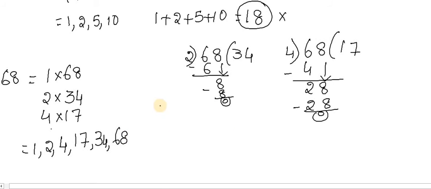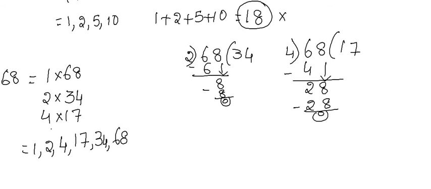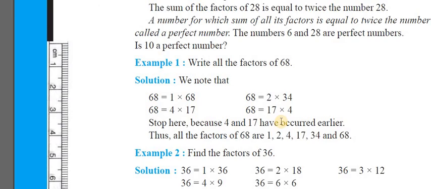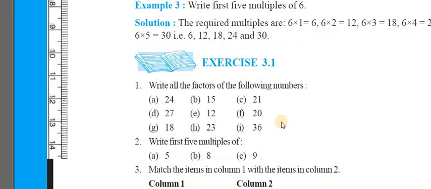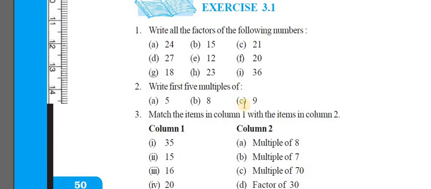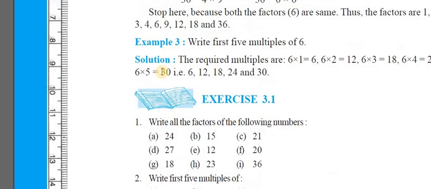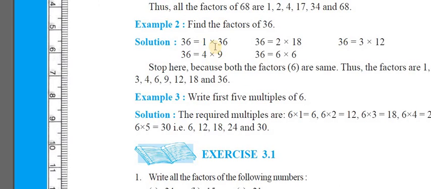Let's see what factors of 68 he got. So he also got the same factors. Now we already found the factors of 36. So coming to exercise 3.1, we'll just find the factors. Before that he has just given an example. Factors of 36: 1, 2, 3, 4, 6. We already got 6 two times, so that is the reason we are writing like this.